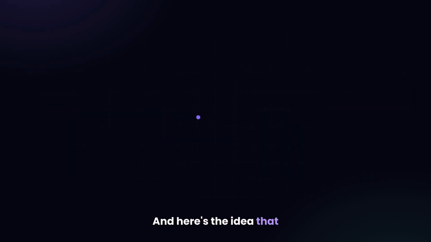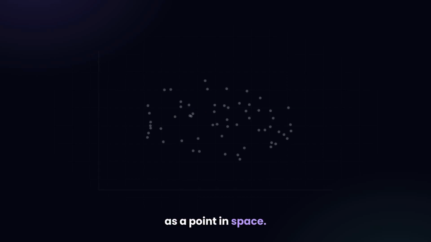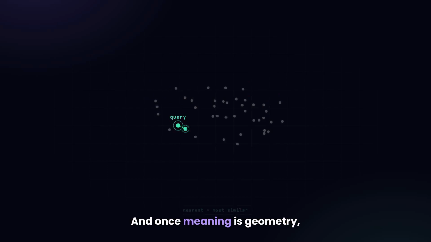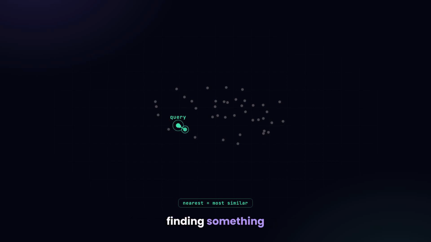And here's the idea that makes the whole thing work. Inputs that mean similar things get numbers that land close together. Picture every input as a point in space. Dog and canine end up as neighbors. A photo of a sunset lands near other sunsets. A jazz clip sits beside other jazz clips. Meaning turns into geometry. And once meaning is geometry, finding something similar is just finding something nearby.